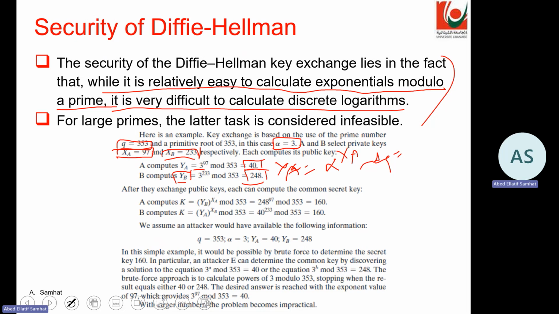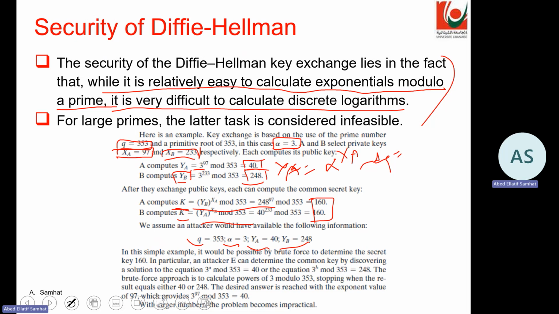And then both will calculate the key following the same steps we presented before, and they have the same secret key, 160. Okay, so here, if an attacker knows, for example, Q, alpha, YA, and YB, and let's say he focuses on one of them, it would be possible by brute force attack to determine the secret key.